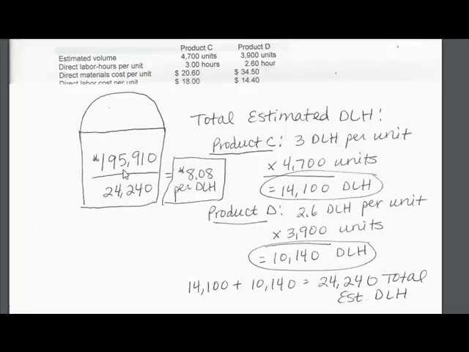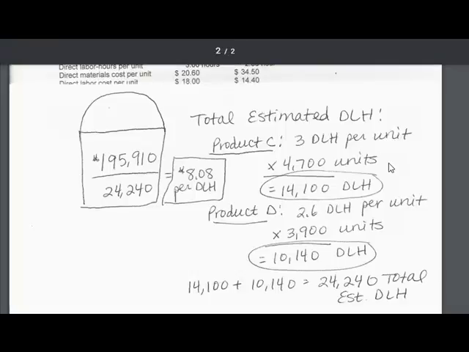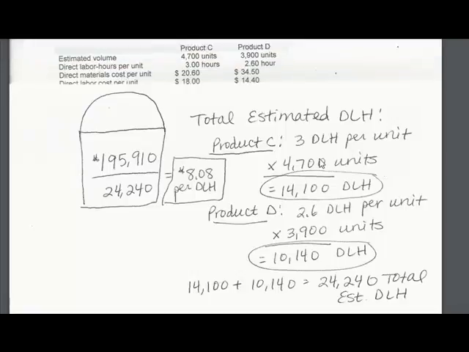And so I know my top number that was given to me, but I'm not given the total estimated number of direct labor hours. But I figured that out over here. For product C, I know it requires 3 direct labor hours per unit. It tells me that here. And I know I'm making 4,700 units of product. So if I multiply the two numbers, I'll get the estimated number of direct labor hours required to make all these units of product C.